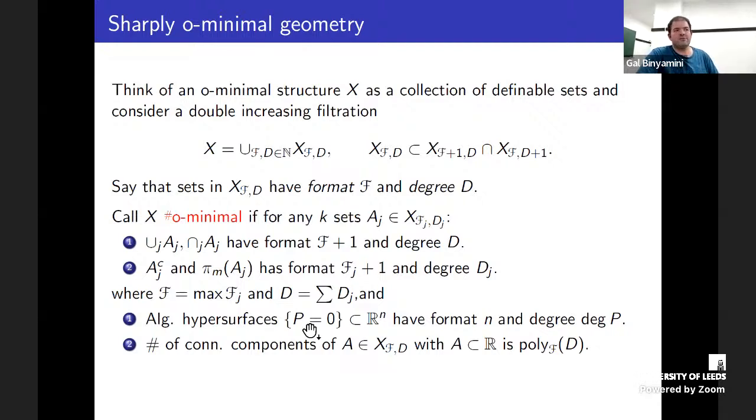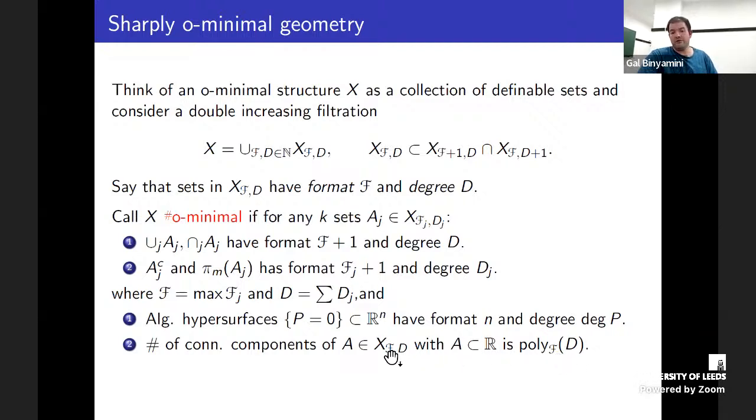This is kind of the axioms of a structure on the real field, but it's still not about o-minimal structure. So an o-minimal structure is built up of these axioms plus one more axiom saying that if you have a definable subset of R, it will have finitely many components. And the way that I make this sharper in this context is by requiring that the number of connected components of a definable subset of R should be some polynomial in the degree depending on the format.